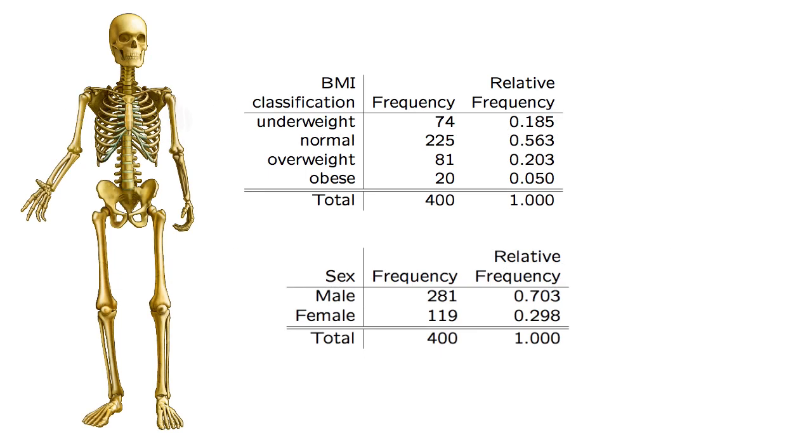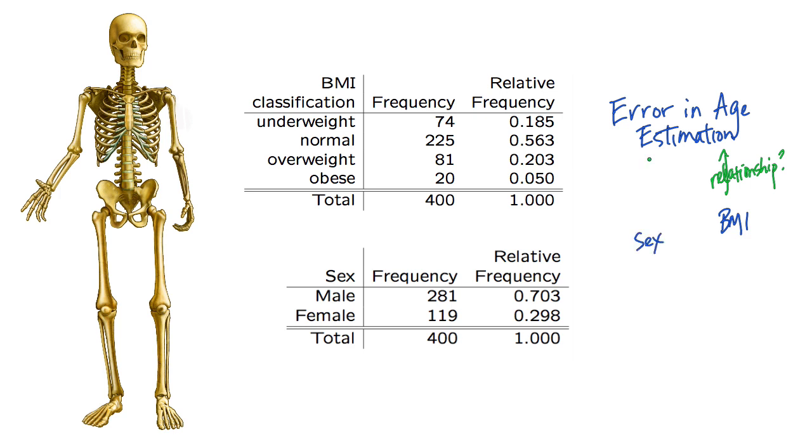In an earlier video, for the anthropology data of measurements on 400 skeletons, we saw the distribution of mass or BMI classification and sex. Now, what if we're interested in looking at these two categorical variables together? Our anthropologist is interested in learning about how the error in age estimation is associated with the body mass index. But it's important to also consider the effect of sex here. If, say, the error in age estimation also differs with sex, it will be important to understand if the body mass index classification differs with sex for these observations.